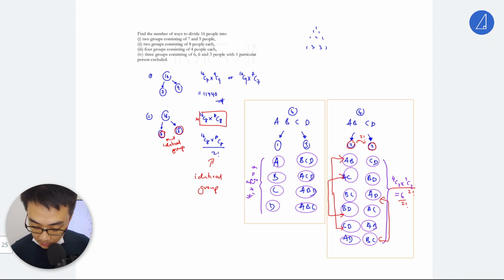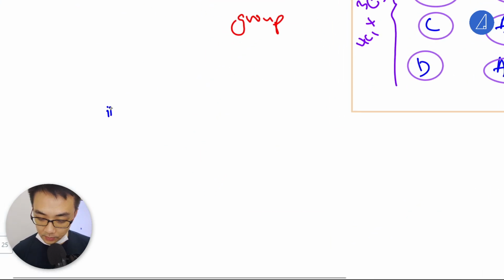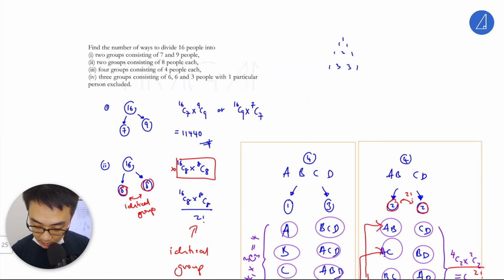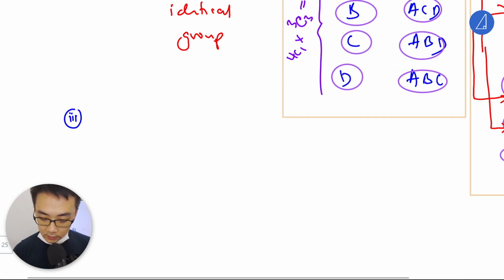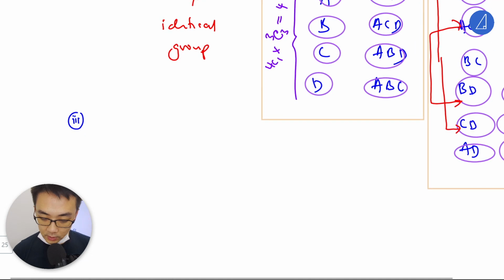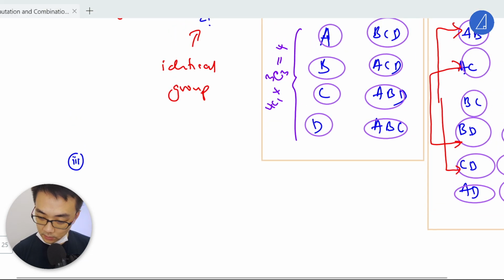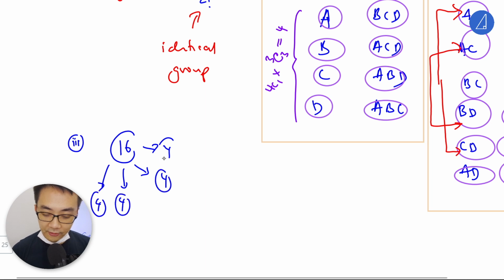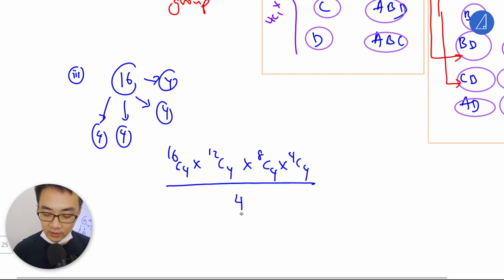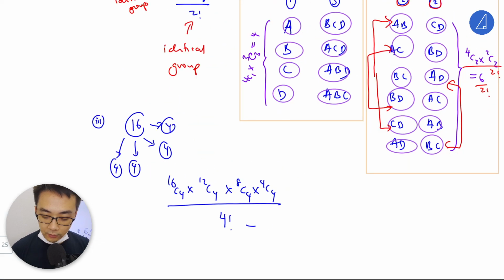Part 3 is 4 groups of 4: 4, 4, 4, and 4. So remember, there are 4 identical groups here. So it's 16 choose 4 times 12 choose 4 times 8 choose 4 times 4 choose 4. And because there are 4 identical groups, you divide by 4 factorial.